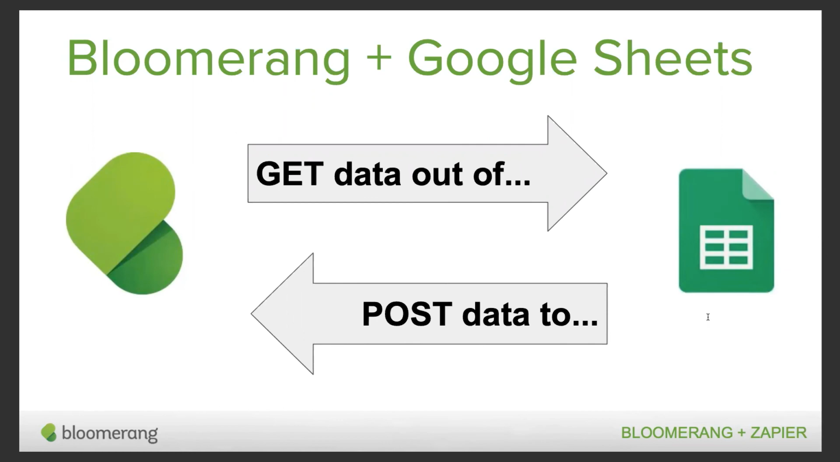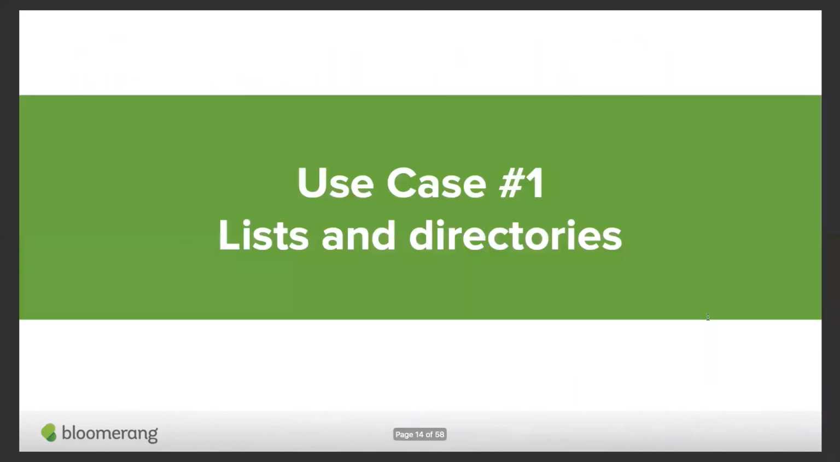So with the Bloomerang Zapier integration, you can build integrations with data flowing both out of Bloomerang to Google Sheets, and also build integrations with data flowing into Bloomerang from Google Sheets. So you can think of this like data entry in Bloomerang flows into a Google Sheet with that same data, or you could enter your data in a Google Sheet and that data could flow into Bloomerang. Let's dive right into some use cases.